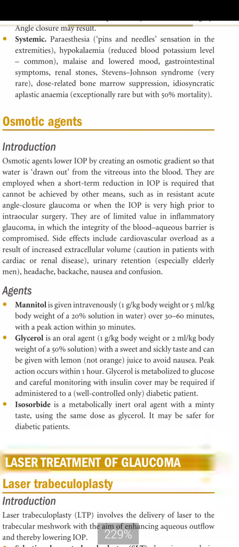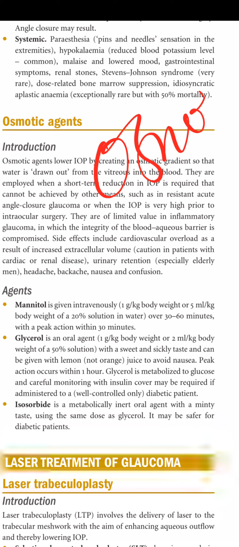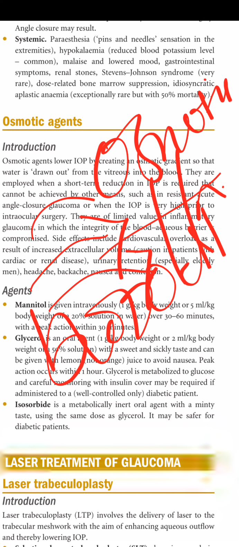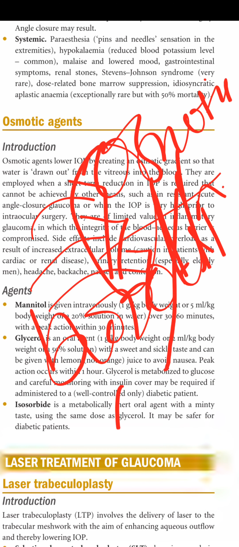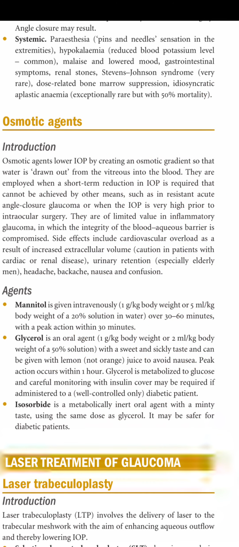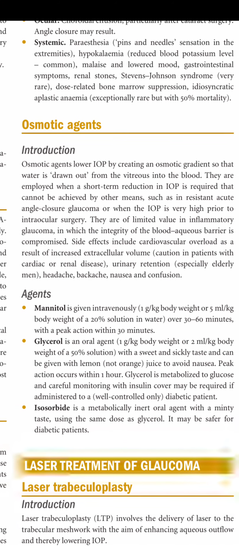Osmotic agents. Basically, they are given into the blood at a higher concentration, and they will take up all the water content from the other tissues and organs into the blood. So what happens is that it will increase the blood volume, and it will increase the pressure on the heart and the kidney. So they are usually given very cautiously in patients with such kinds of diseases.